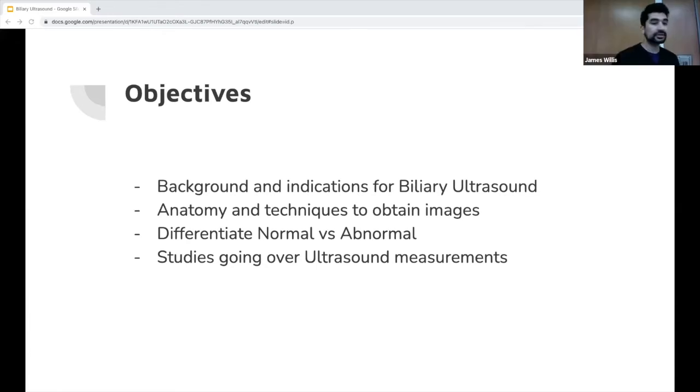So the objectives of today: this is a pretty entry level lecture on biliary ultrasound, more aimed towards the juniors. We're going to go over the basic background and indications for biliary ultrasound, go over some of the anatomy and techniques, and then differentiate normal versus abnormal. And then we'll just touch briefly on some studies going over test characteristics and where measurements come from.